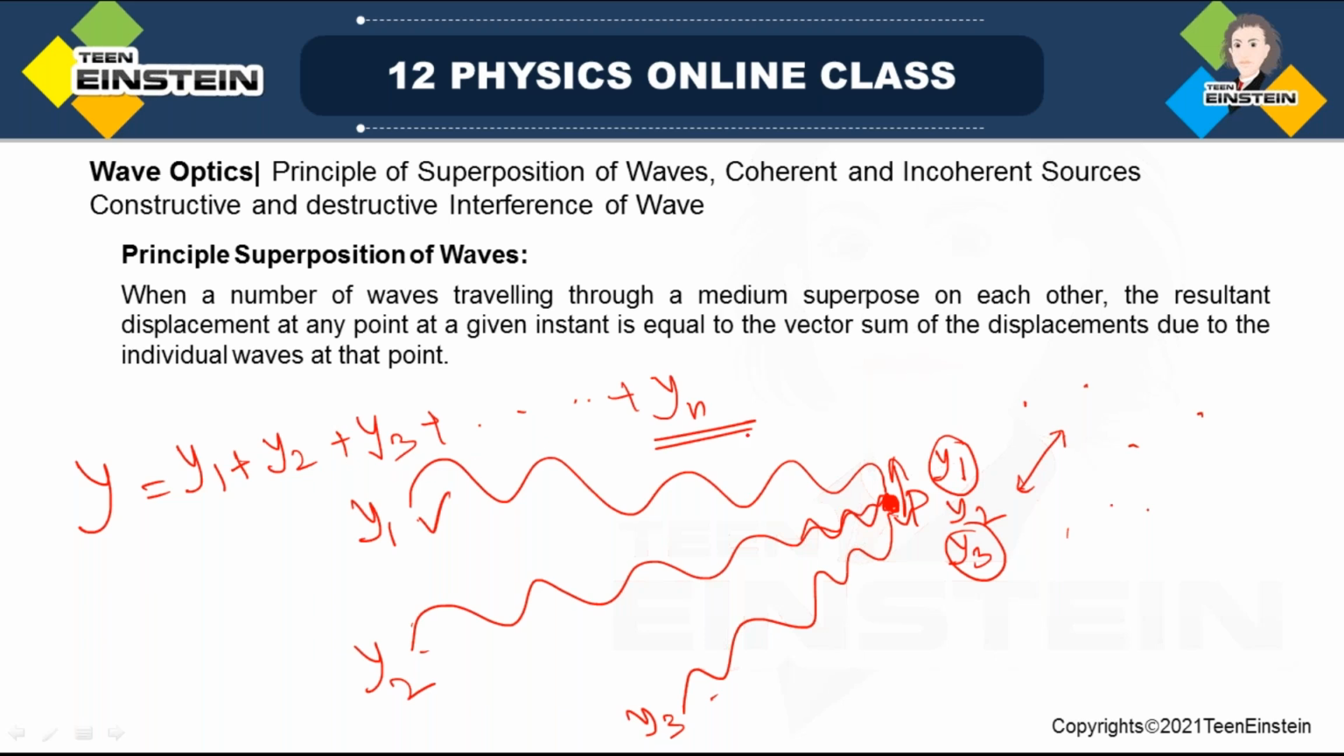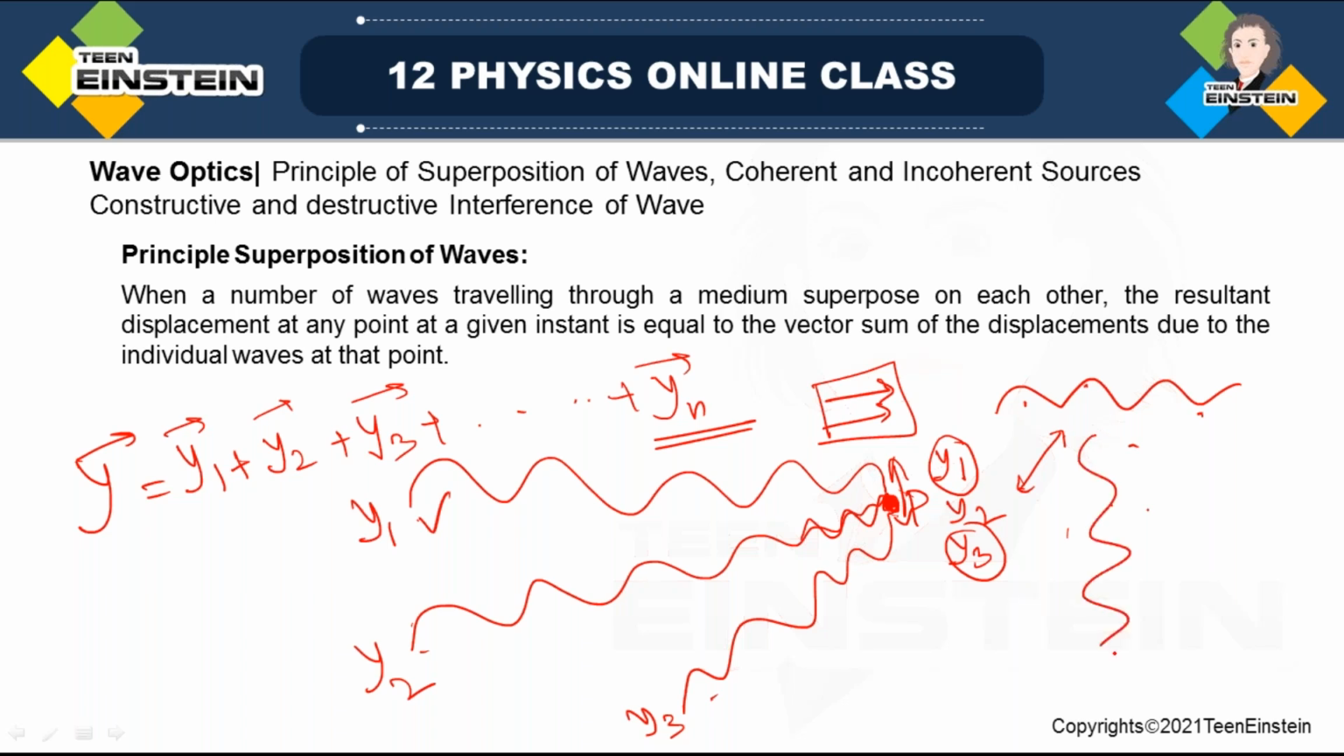Each of them will produce displacement individually, and you have to take the vector sum, because displacement is a vector quantity. It will be the vector sum of the displacements due to individual waves at that particular point. So this is your superposition principle. What is the main point you need to note for the superposition principle to be followed? They have to travel in the same medium. They have to travel in the same direction also.